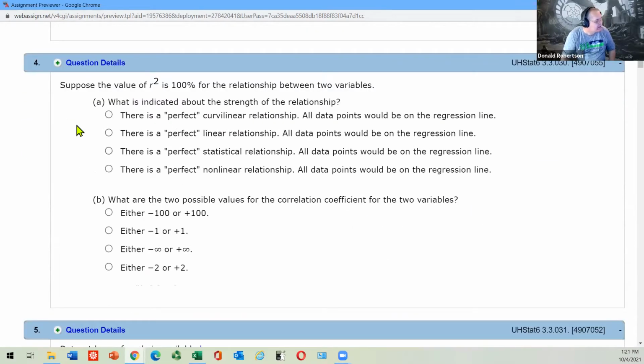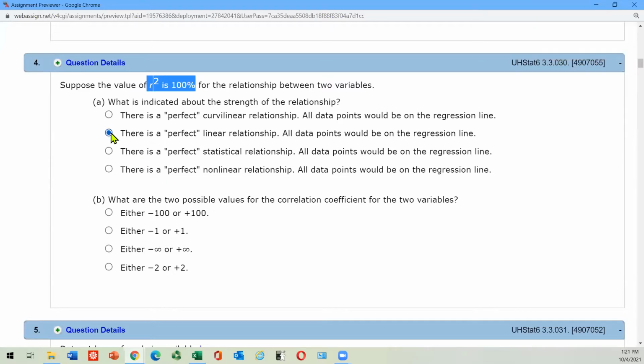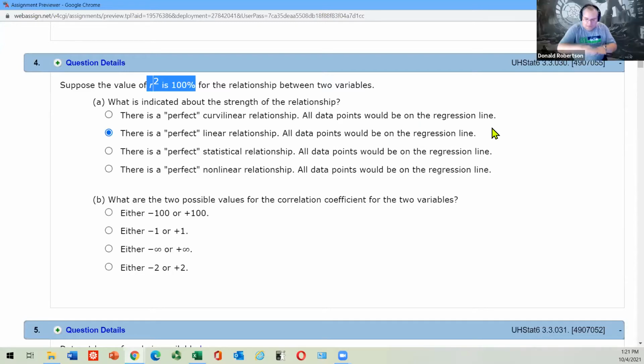Okay. In question 4, suppose that R squared was 100%. Which of those 4 sentences that go below is that telling us? The second one. Yeah, wouldn't it be a perfect linear relationship? And all the points would be on the line. Exactly, right on the line, not near it, but bang on it.